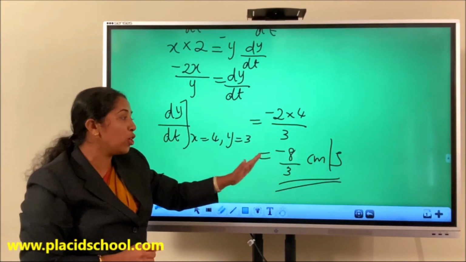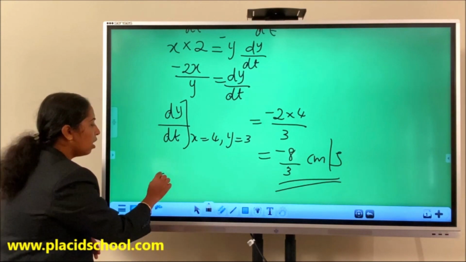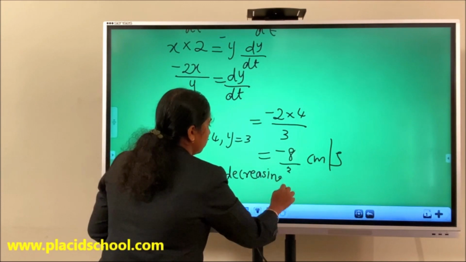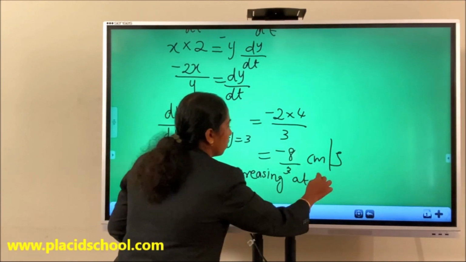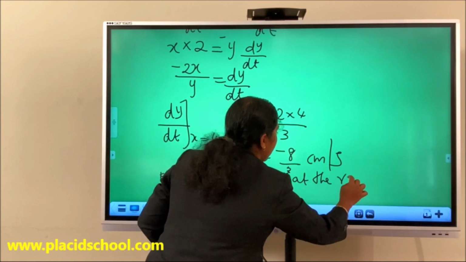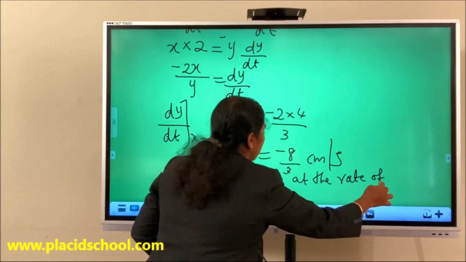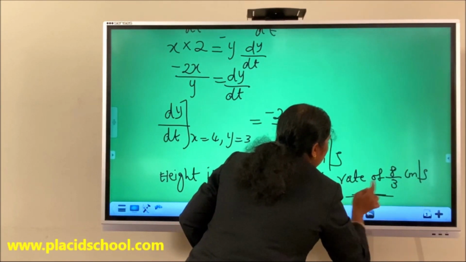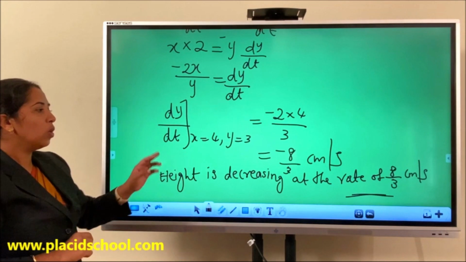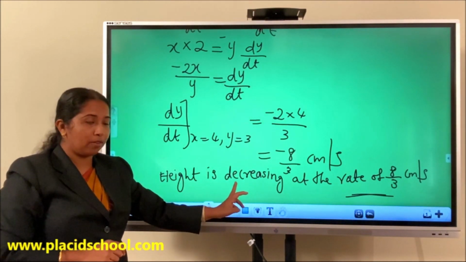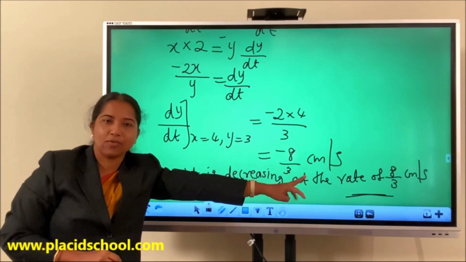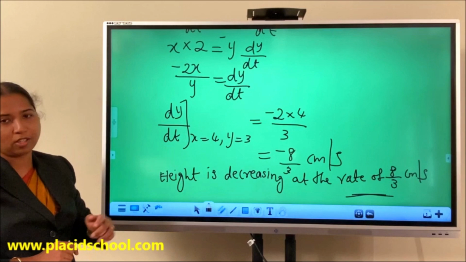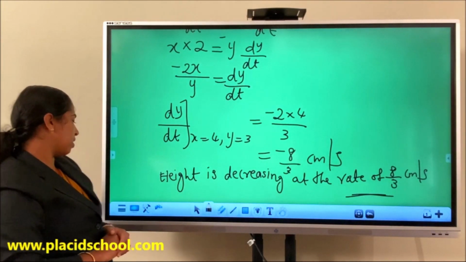If you want, you can even write after writing this, height is decreasing at the rate of 8 by 3 centimeter per second, where you can conclude your answer. Since I have already used the word decreasing here, I didn't write the negative sign again. Or you can just write minus 8 by 3 centimeter per second is the rate of change of height with respect to time. Now passing on to the next question.